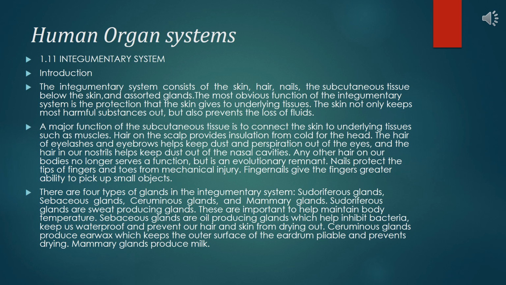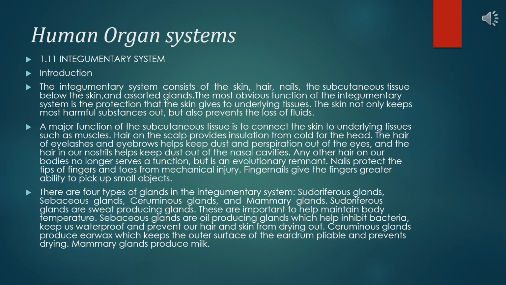1.11 Integumentary system introduction. The integumentary system consists of the skin, hair, nails, the subcutaneous tissue below the skin, and assorted glands. The most obvious function of the integumentary system is the protection that the skin gives to underlying tissues. The skin not only keeps most harmful substances out, but also prevents the loss of fluids. A major function of the subcutaneous tissue is to connect the skin to underlying tissues such as muscles.